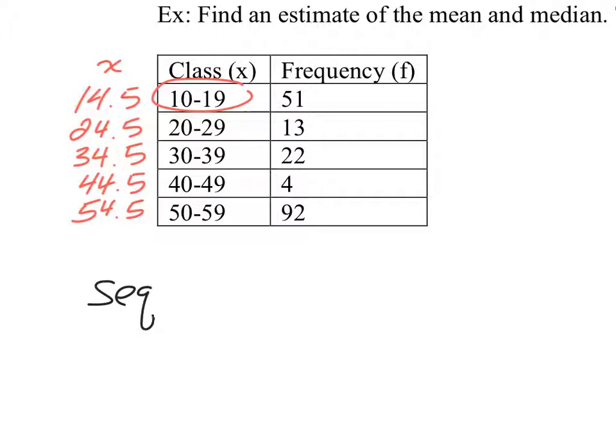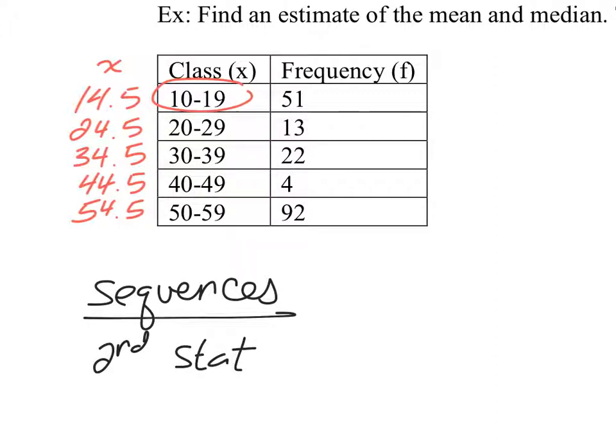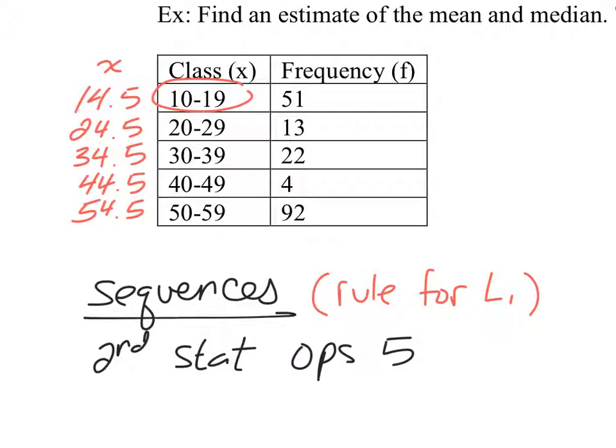Sequence feature. All right, so it's second, stat, ops, 5. All right, but first you're going to hit enter on L1. So this is a rule for L1. Anytime you want to make a rule for an entire column, you got to do it on the column heading. That'll bring the blinking cursor to the bottom of the screen. So now I hit second, stat, ops, 5. It brings up the sequence function.